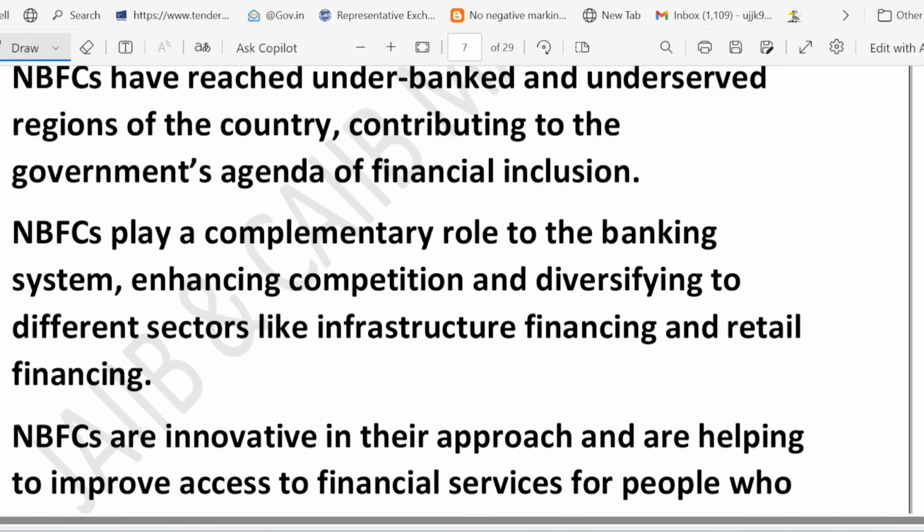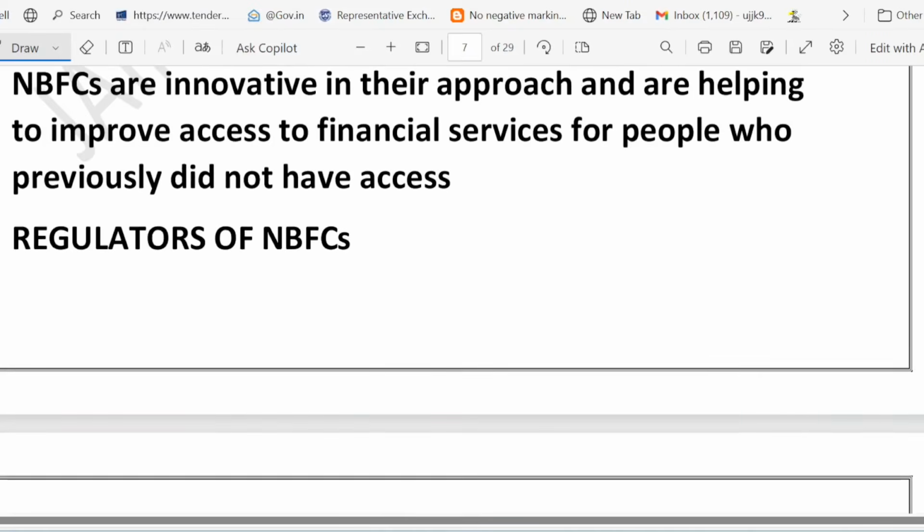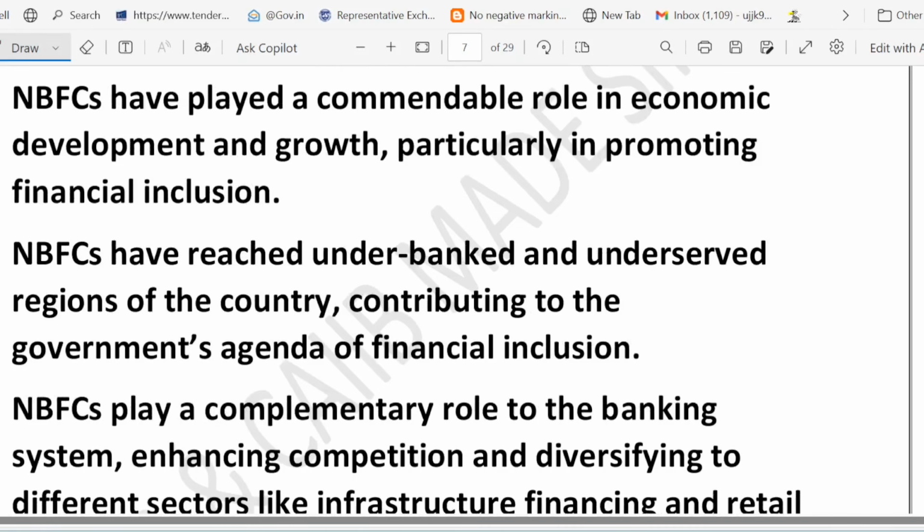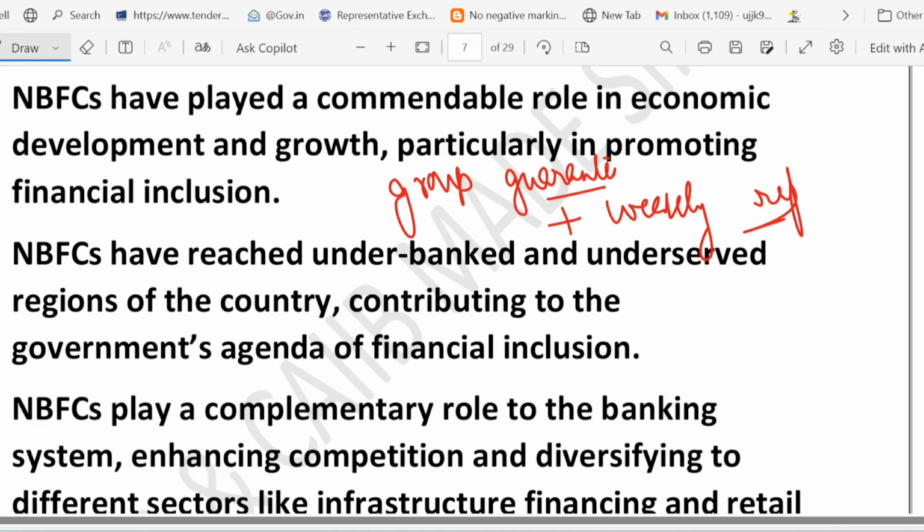And weekly repayment, which means what? Let me write it down. Group guarantee, this is the first point. And the second point is weekly repayment. Weekly repayment means small manageable installments. For example, a rickshaw driver repays 200 rupees per week instead of a lump sum. So effectively we can say NBFC plus MFI is a super team, isn't it?